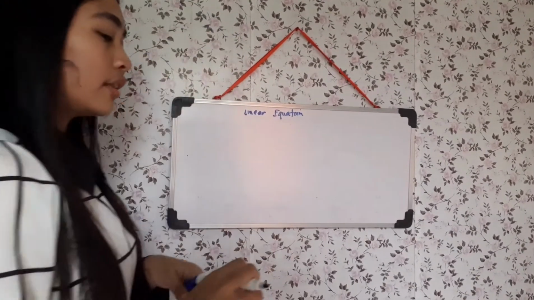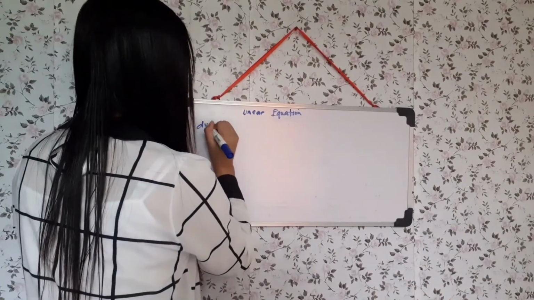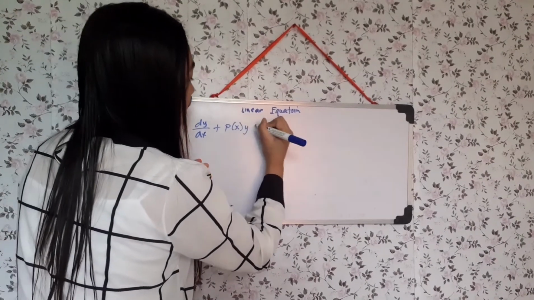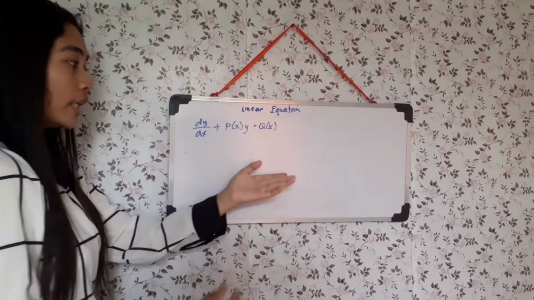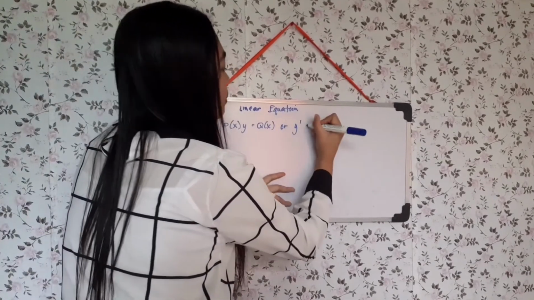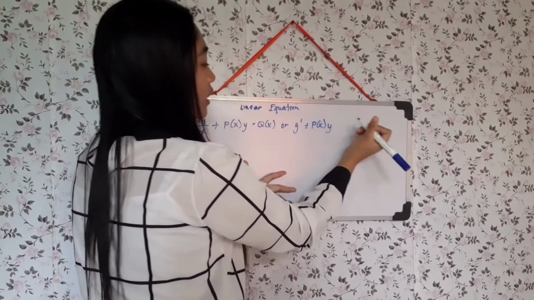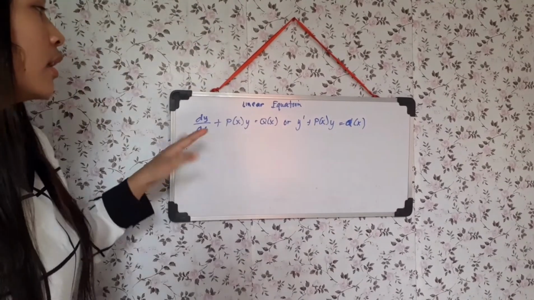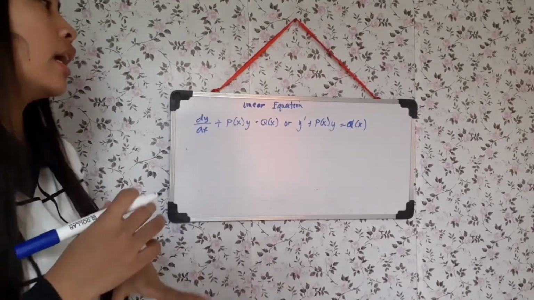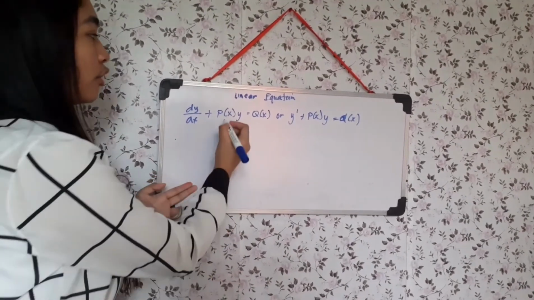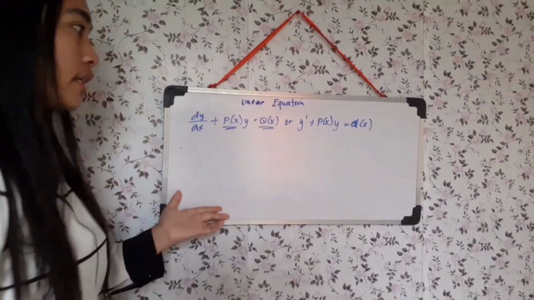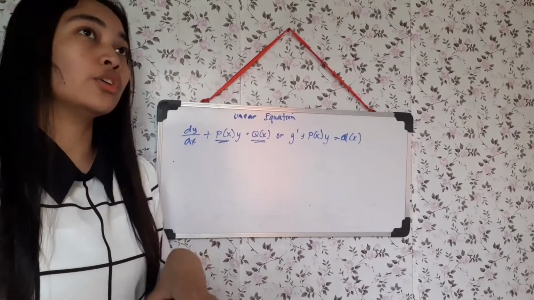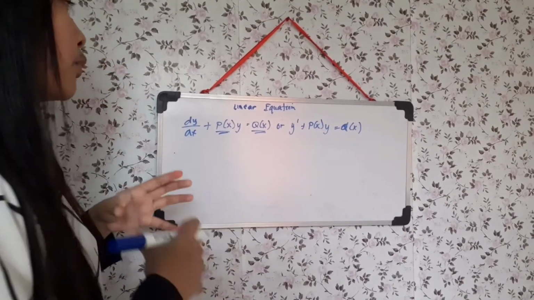We have the standard form written as dy over dx plus p of x y is equal to q of x, or y prime plus p of x y is equal to q of x. By that, we first identify the value of p of x and q of x.